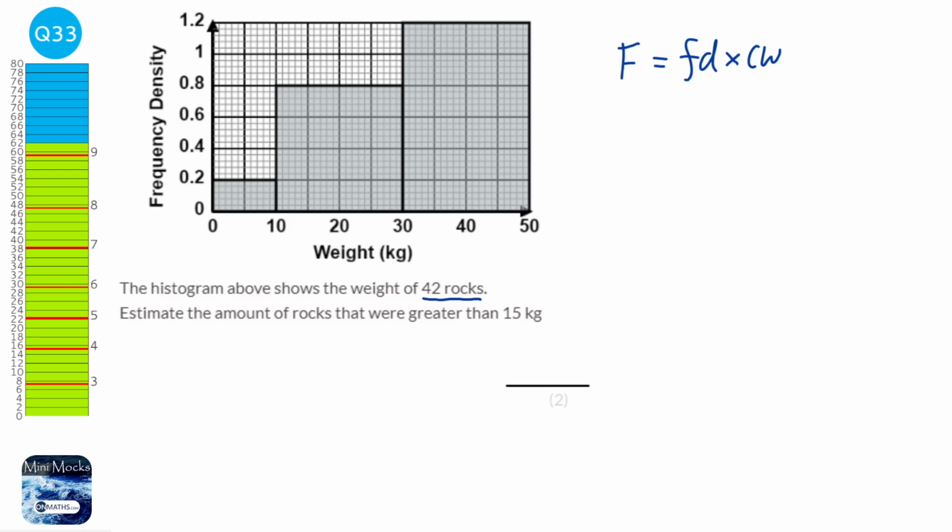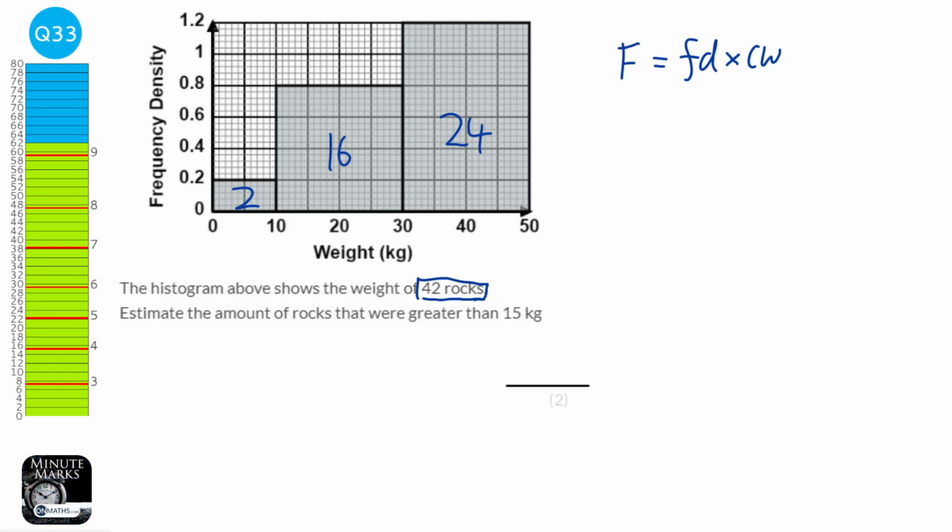So going through each of the groups, the first one is 0 to 10 and it has a frequency density of 0.2. So we're just going to do 0.2 times 10, which will be 2. The next one has a width of 20 and the frequency density goes up to 0.8. So 0.8 times 20 will be 16. And the last one is a class width of 20 and it goes up to 1.2. So we're going to say that that frequency is 24. So if you do 24 plus 16 plus 2, you actually do get to 42. So we know that frequency equals frequency density times class width.